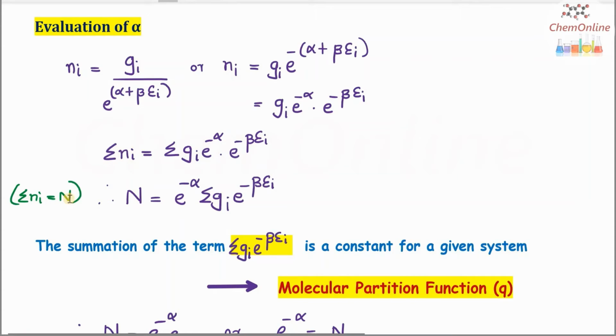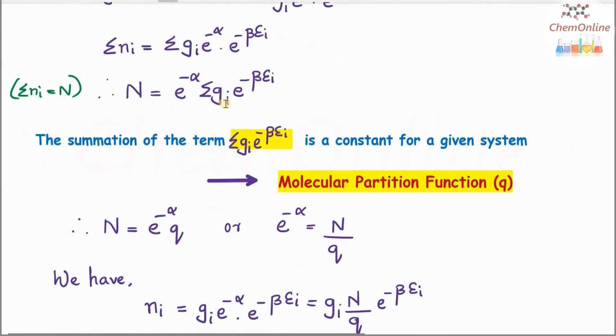Summation Ni is capital N, that is capital N equals e raised to minus alpha into summation Gi e raised to minus beta epsilon I. Now this term, the summation of Gi e raised to minus beta epsilon I, is a constant for a given system, which is called the molecular partition function. This is a very important term, represented as Q. And it is a characteristic of a system. It is a constant for a given system.